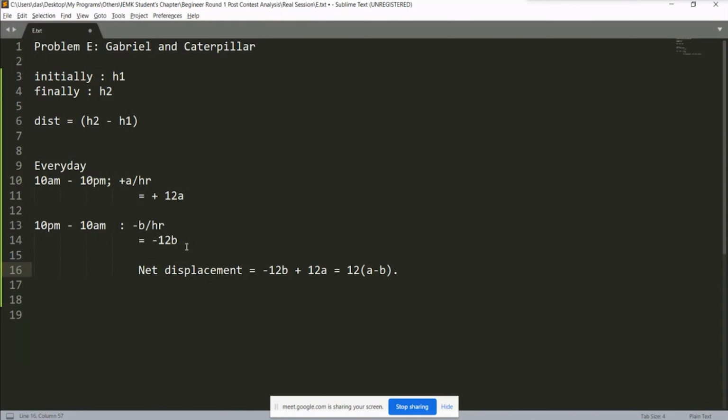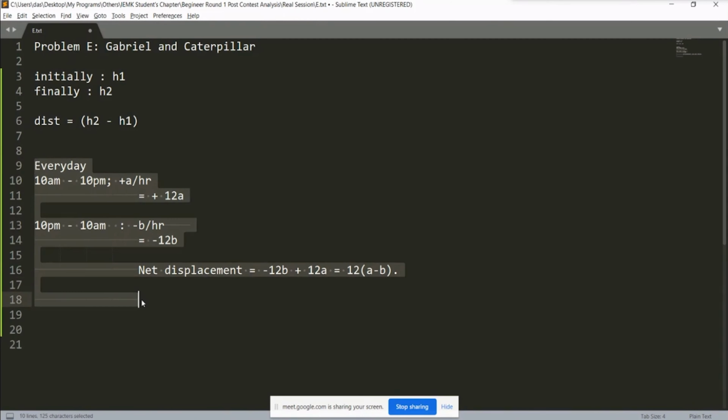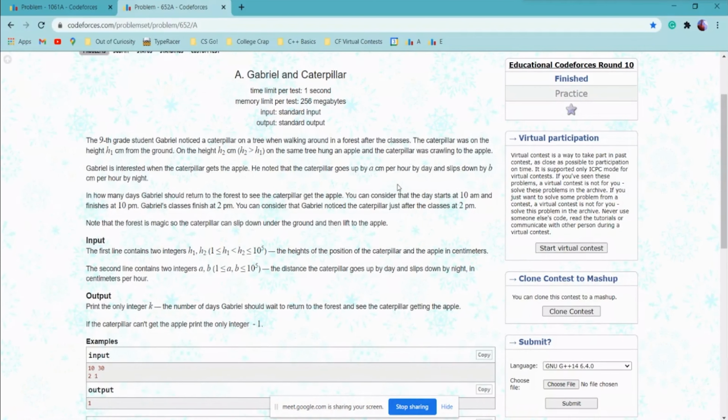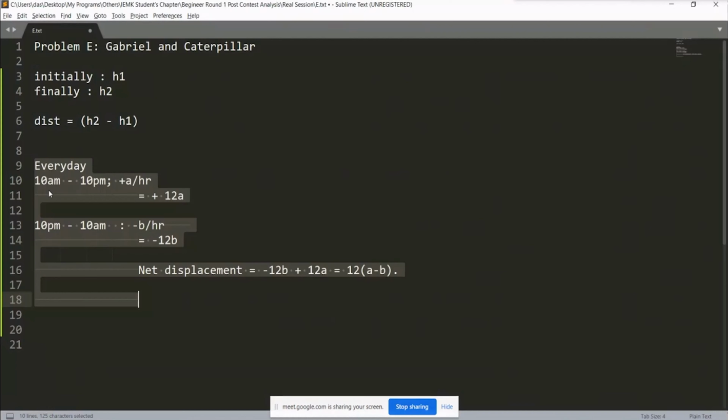Is this part clear up till here? This is what the problem states actually. If you've read the problem, then that's what is mentioned there. You can consider that a day starts at 10 a.m. So it's mentioned here that the caterpillar goes up by a units every hour, and then slips down by b units every night. So this is it.